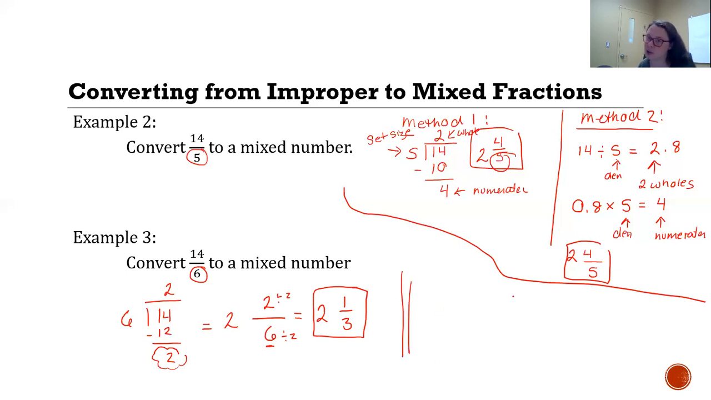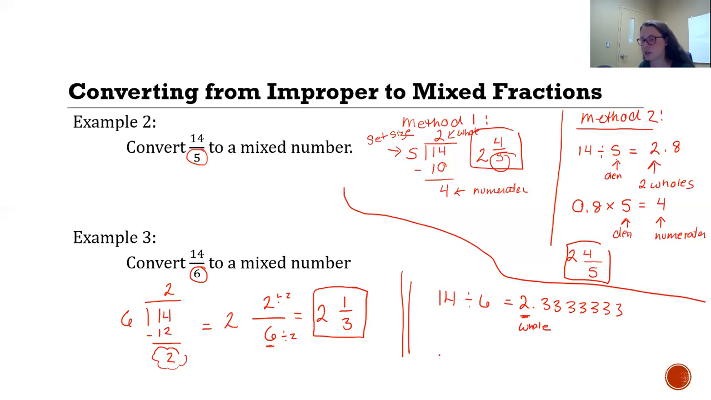Let's do it the other way. We'll do it the calculator way, okay? So we're going to do 14 divided by 6. If you put that in your calculator, you will get 2.3333333. Okay? Get all kinds of 3's. There's my whole number, okay?